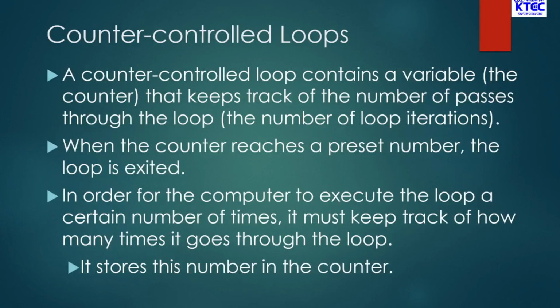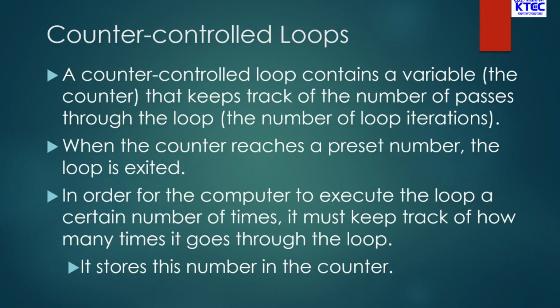So a counter control loop contains a variable, known as the counter, that keeps track of the number of passes through the loop, the number of iterations. Like I'm saying, in the game programs where we have the number of lives, if we set the number of lives to be 5, the 5 there becomes the counter or the counter variable. So we are having 5 in mind. We know that we have to play this game having 5 chances. We can't play more than 5 number of times. We get to 5, then the game is over. So we know the number of times.